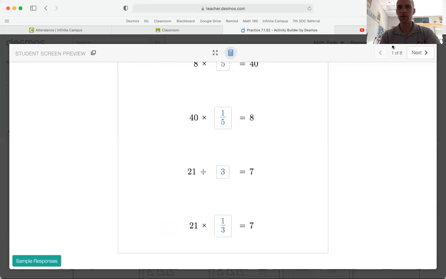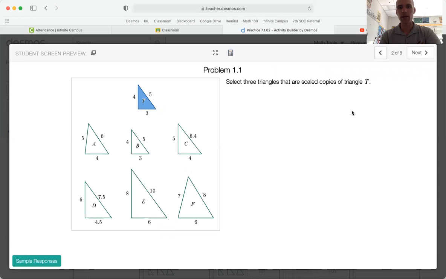All right, let's move on. Select 3 triangles that are scaled copies of triangle T. So I would start by just remembering that scaled copies have to maintain the same shape as their original. And so just based off of that, I wouldn't be selecting A or F because, see how they don't even have a right angle over here on the side? They're more slanted. So I'm confident that those aren't scaled copies.